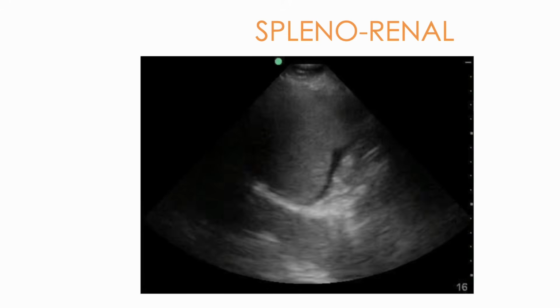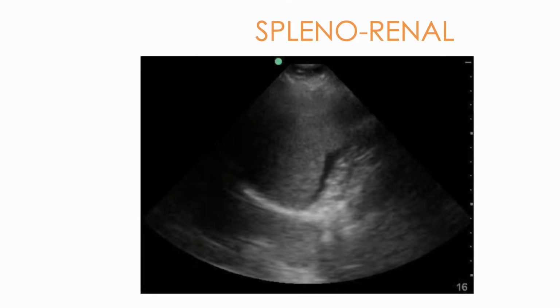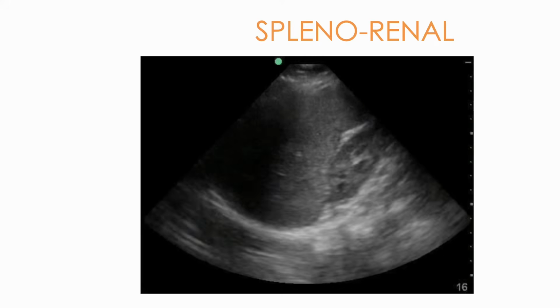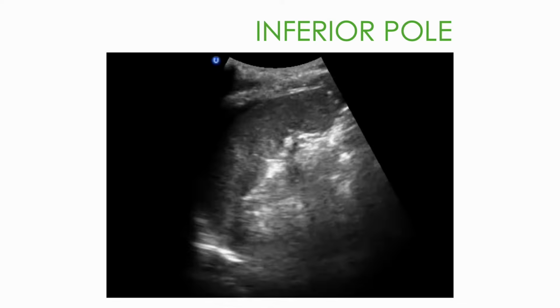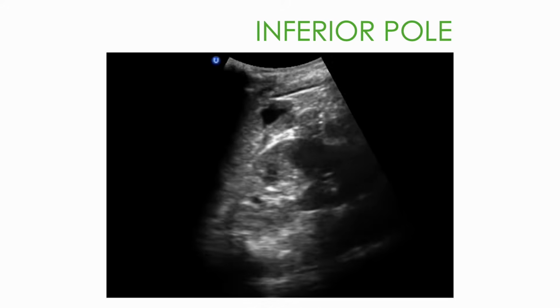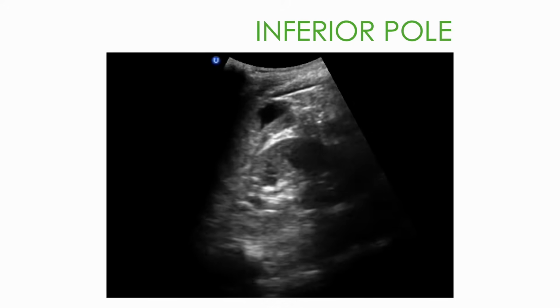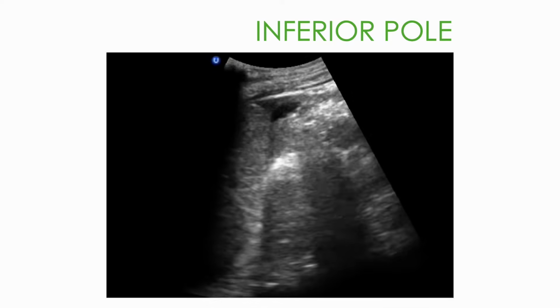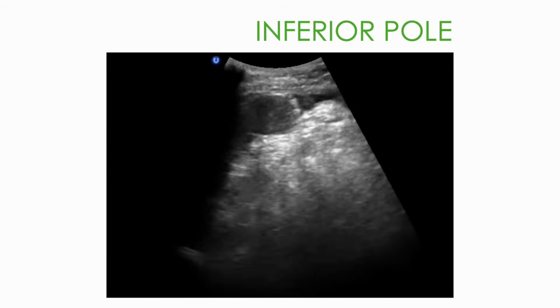Here is some free fluid in the splenorenal space. Finally, this is what it looks like when there is fluid isolated to the inferior portion of the spleen. Never forget the inferior pole of the kidney or spleen when you're looking at the left upper quadrant.